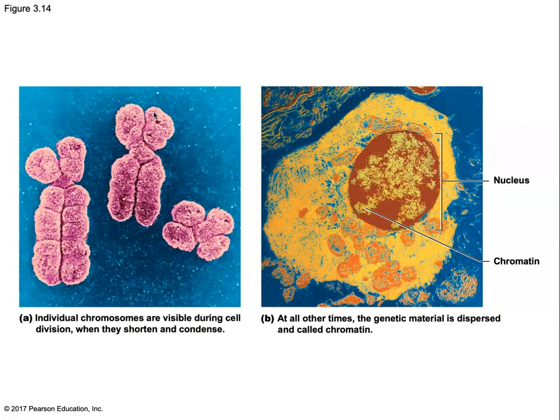Here is another picture or diagram of what DNA actually looks like when it's condensed. Condensed down here are individual chromosomes, DNA that has been condensed down for the use of mitosis, undergoing cellular division.